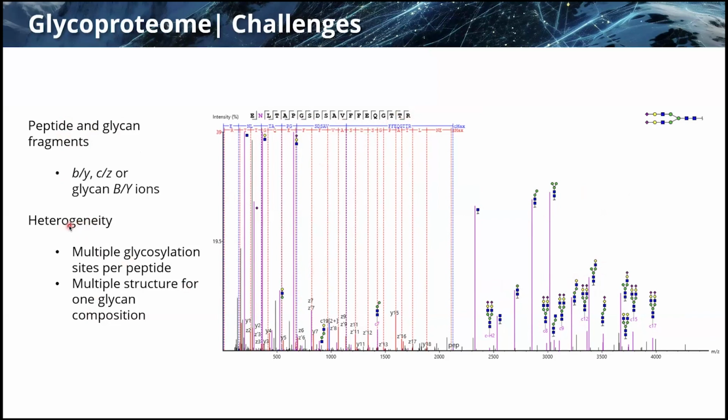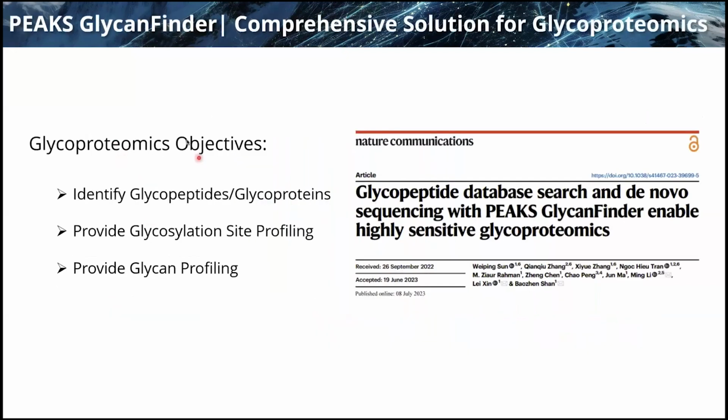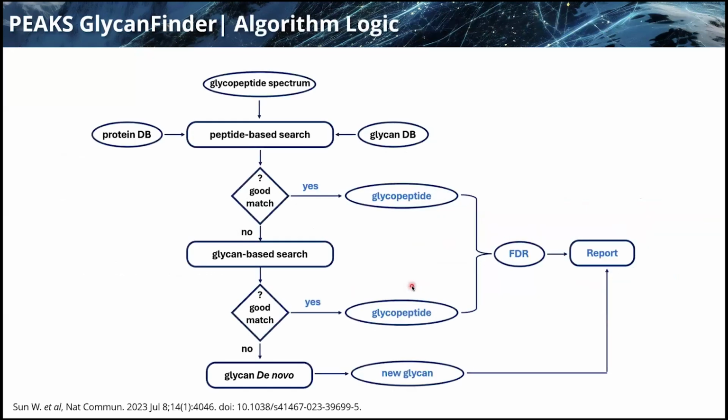And last, it's essential to try at least to address the heterogeneity problems, that there may be multiple glycosylation sites per peptide, and also multiple structures with the same glycan composition or mass. So GlycanFinder tries to address these challenges in terms of the main objectives of glycoproteomics. So identifying glycopeptides and then glycoproteins is the goal, providing glycosylation site profiling, as well as glycans profiling. And here's our paper that we published on GlycanFinder, if you wish to check, back in 2023 with some more details. But essentially in this paper, we explain our algorithm logic.